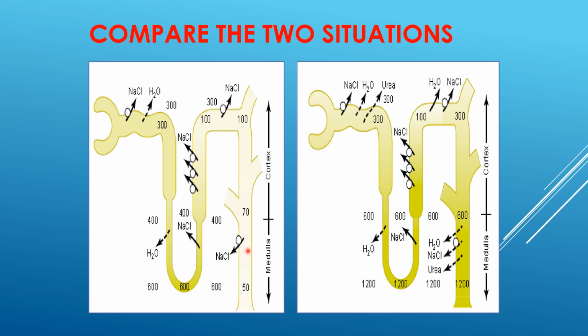It is because water reabsorption is not present because of low ADH. And here high ADH is present, so water is more reabsorbed than the solute. So urine is concentrated.